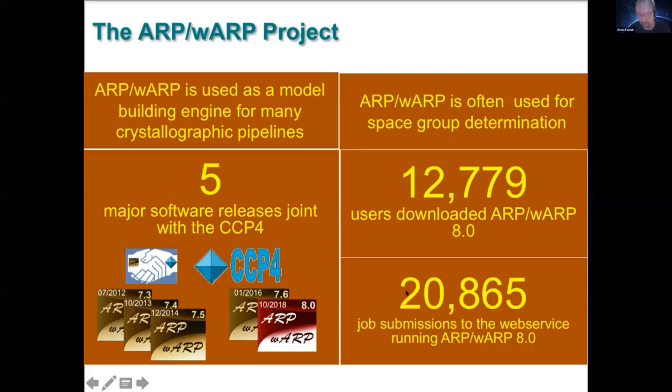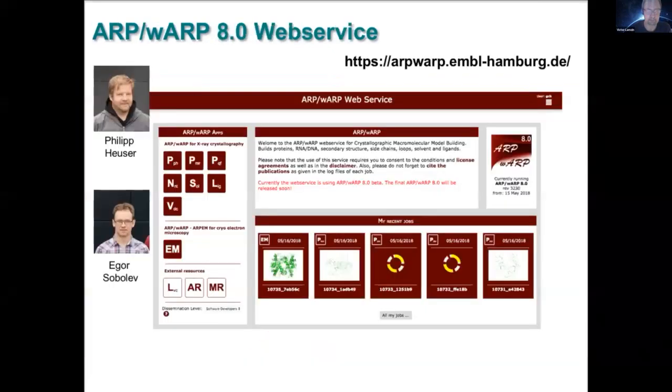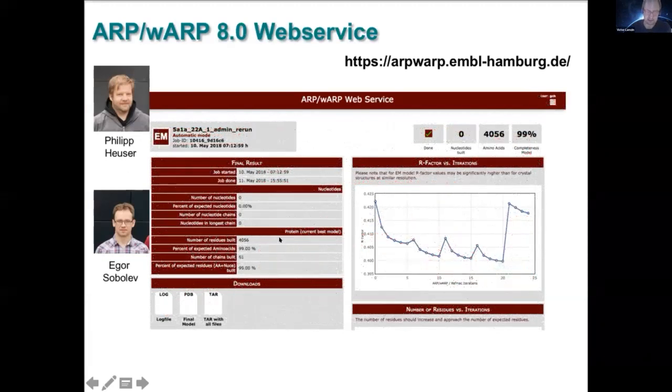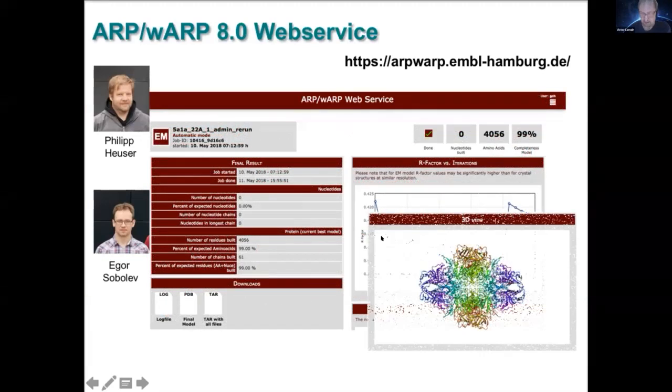There were more than 20,000 model building tasks submitted to the web service at the EMBL in Hamburg. So the web service, I'll just mention very briefly. It was made by Philip Heuser and Igor Sobolev. Several protocols, very easy upload of the structure, change of the parameters, plots and structures coming up as the model is being built, and it's been pretty popular.